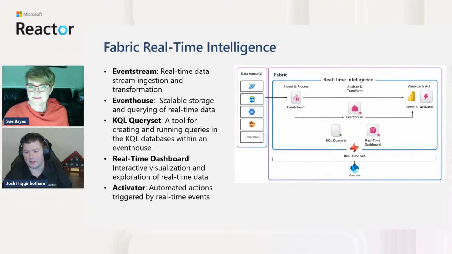Then from there, we can import those KQL queries into a real-time dashboard. We add that to a tile to then monitor for an event. I'm looking for profit percentage being above a certain limit.